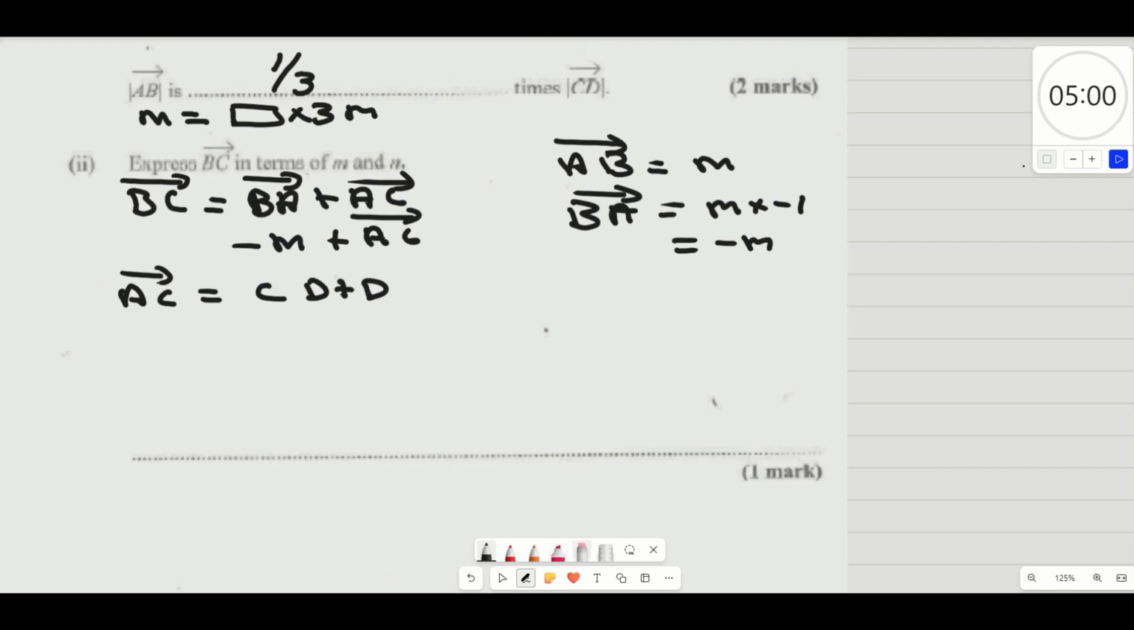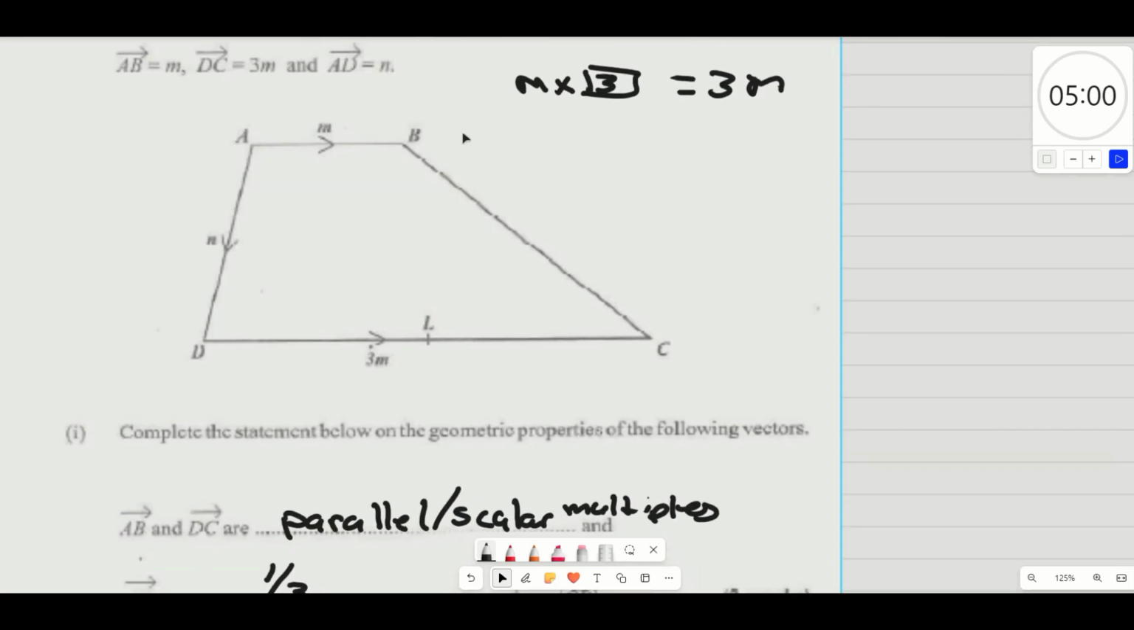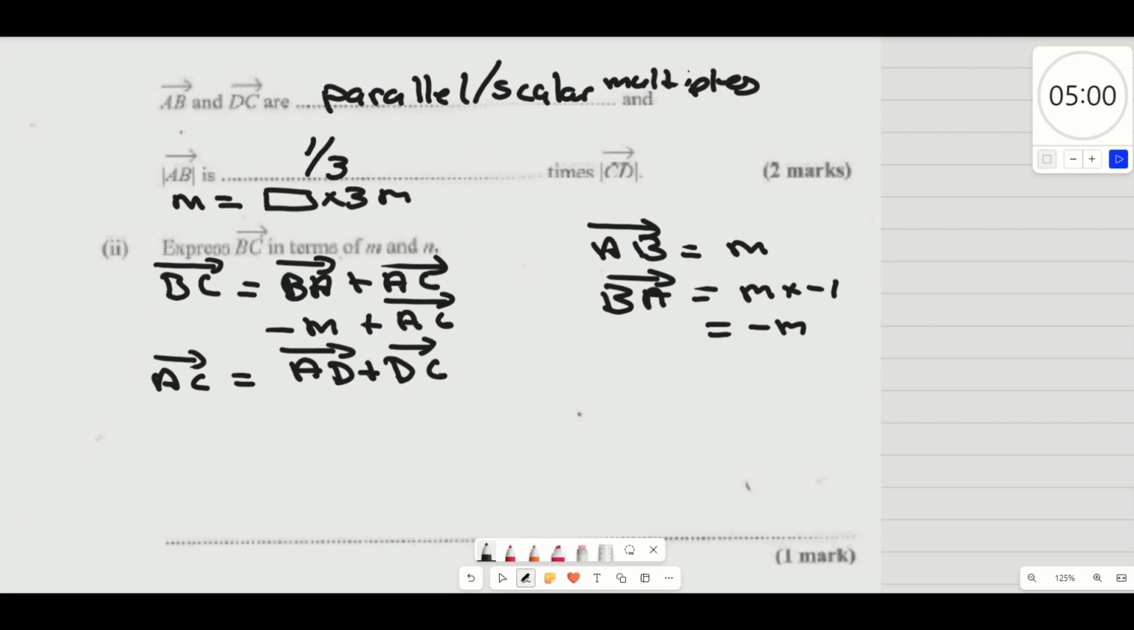Sorry, AC would be AD plus DC. Right, do we know what AD is? If we look at this, what is AD? AD is N and DC is 3M. So AD is N plus 3M.